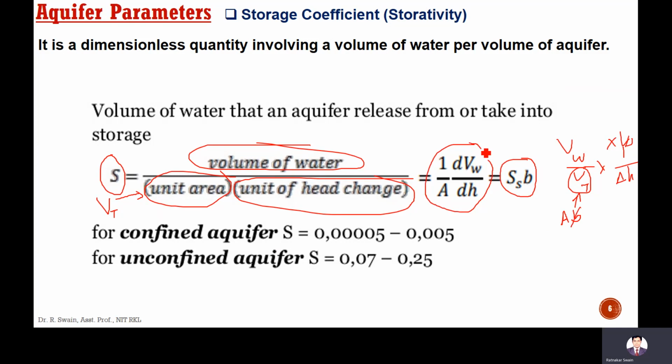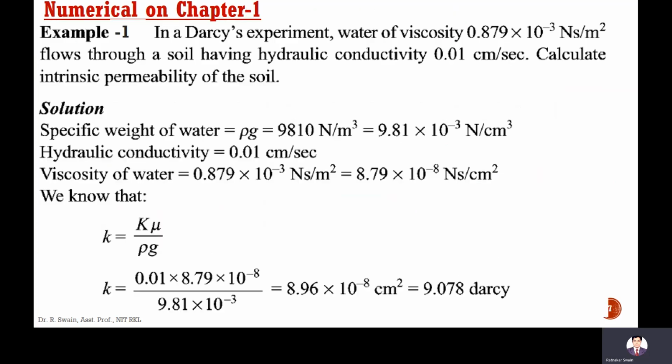So again, you remember that storativity is the multiplication of specific storage and width of the aquifer. These things we have already covered. So come to the numericals that we have to solve.